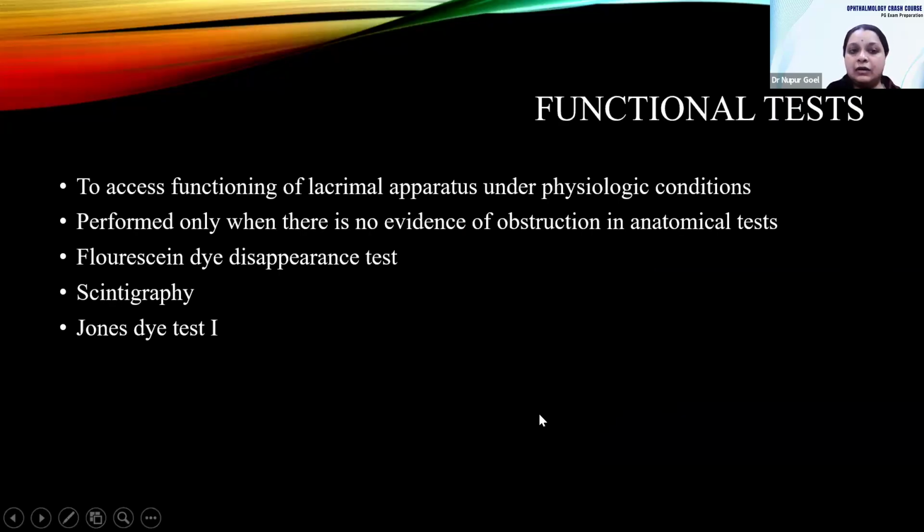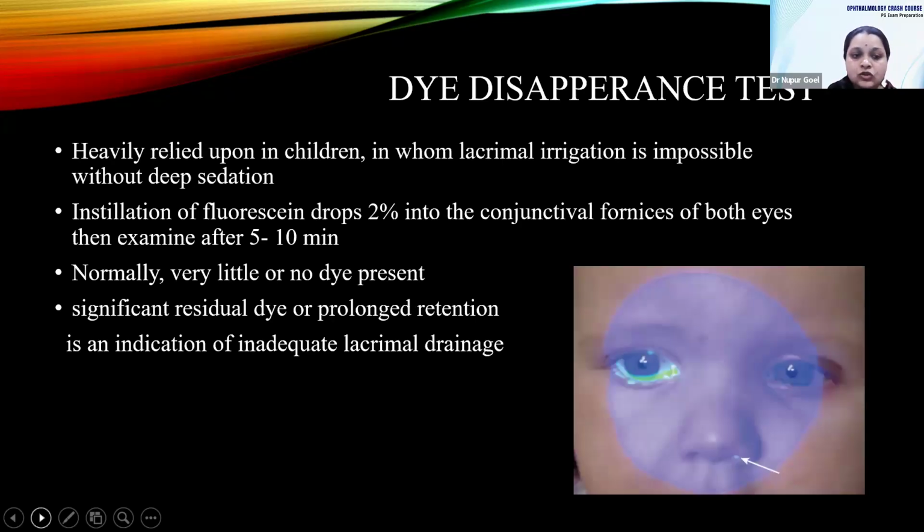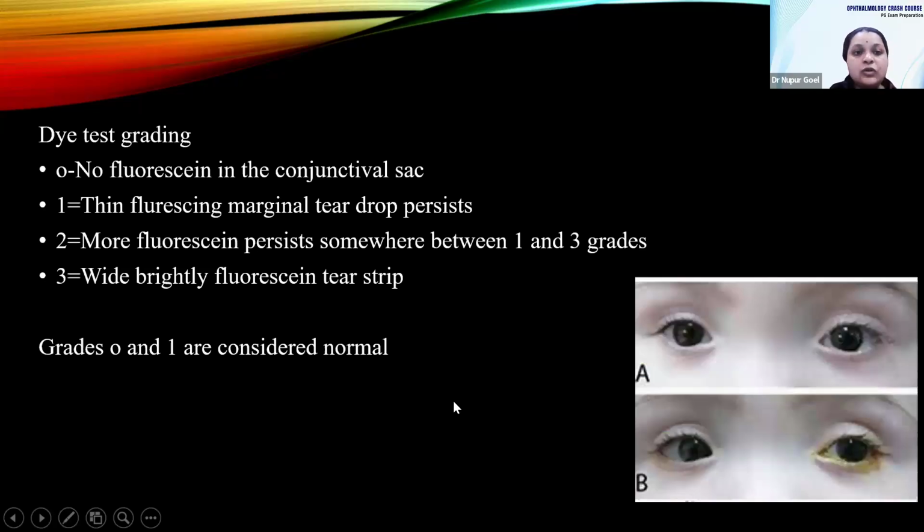Now coming to the other functional test for epiphora. There is a dye disappearance test. This is especially important in case of children, wherein your Roplas is also negative and you are unable to do a sac syringing. So you instill a fluorescein dye 2% into the conjunctival fornices, and you check after 5 to 10 minutes. If there's very little or no dye present, that is normal, but if it is still persistent, that means there is inadequate lacrimal drainage. Coming to the grading for this dye test.